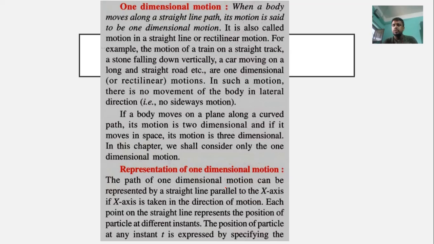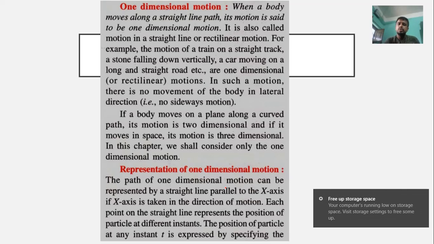There is no sideways motion. There is only one direction they follow. If a body moves on a plane along a curved path, its motion is two-dimensional, and if it moves in space, its motion is three-dimensional. If you can see an aeroplane flying, that would be three-dimensional.